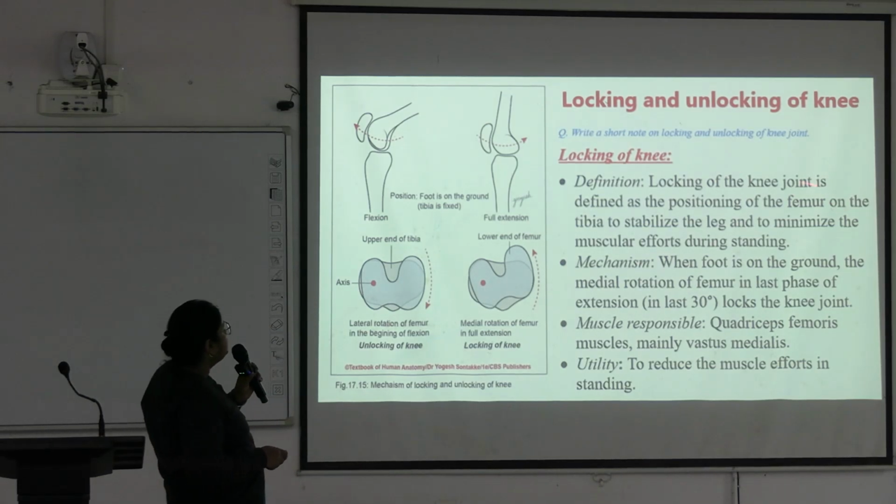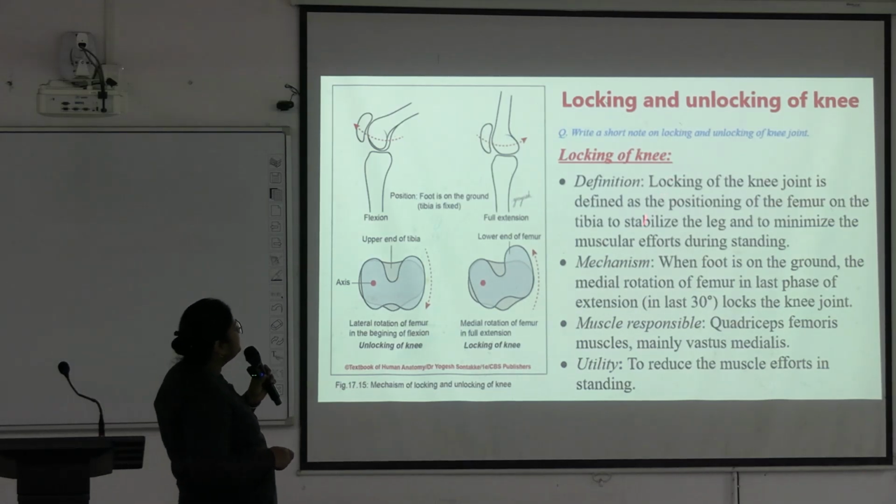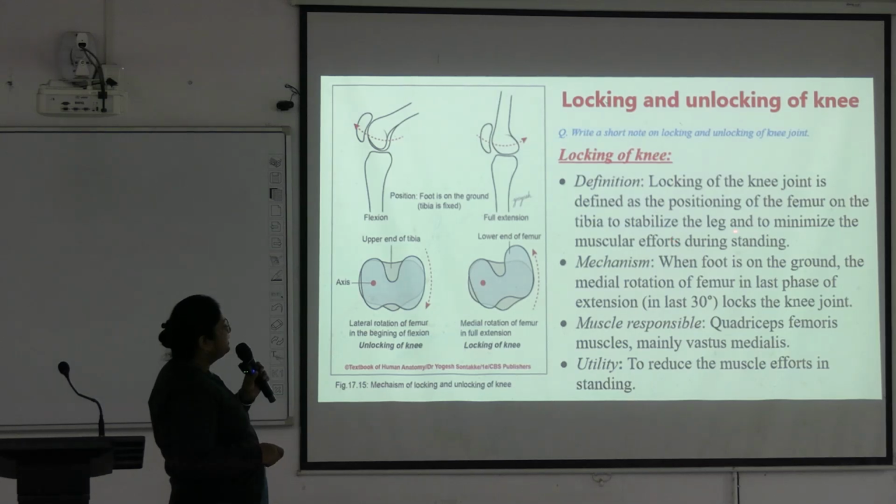So locking of the knee joint is defined as the positioning of the femur on the tibia to stabilize the leg and to minimize the muscular efforts during standing. So here, this is locking, medial rotation of the femur. See, this is the femoral condyle and the lower one is the tibial condyle, and through this point passes the vertical axis for rotation. Around this axis, medial rotation occurs, and here lateral rotation occurs during unlocking of the knee.